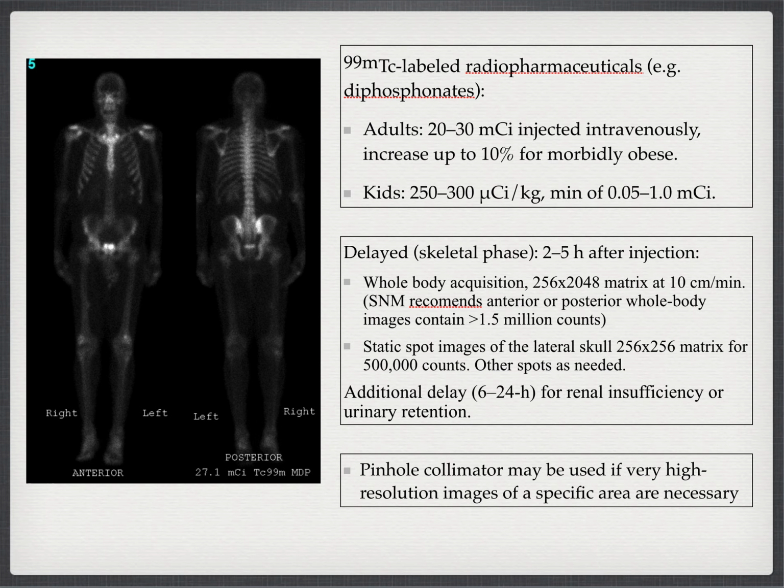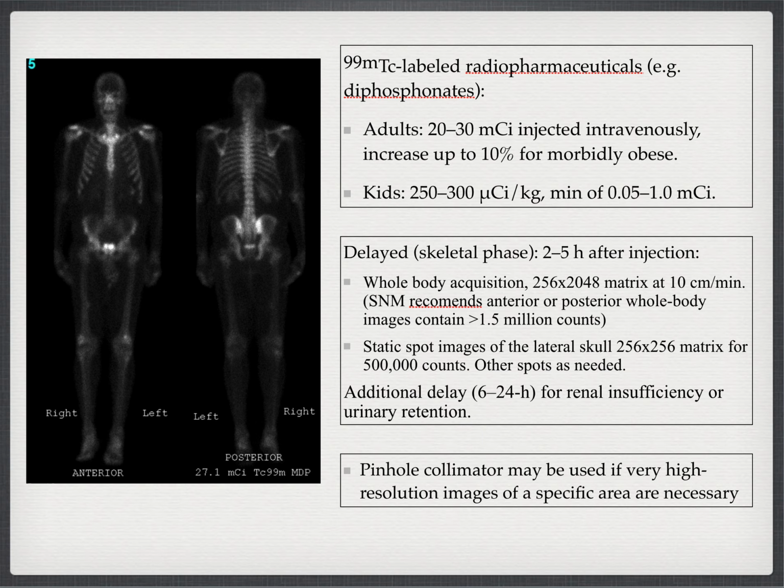So technetium-99m labeled radiopharmaceutical. In this case, it's bisphosphonate. The typical adult dose is 20 to 30 millicuries injected intravenously. If the patient is huge, we will increase the dose by up to 10%. For kids, the dosing is weight-based, and fortunately, we don't do this.